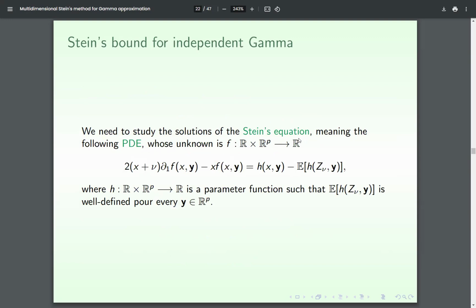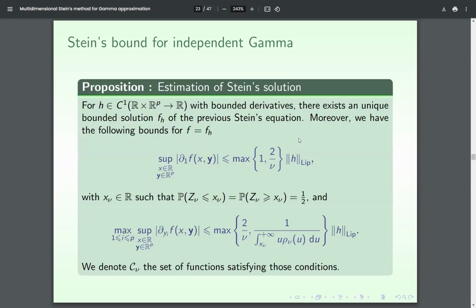So we go back to our story. We have a Stein's lemma, we have a Stein's equation. To conclude with a bound by using the Stein's method, we have to study the solution of this partial differential equation over here. Okay, and here we are. Proposition: we can study the solution of the Stein's equation. We can in fact prove that for every h which is C1 with bounded derivative, we can find a solution f indexed by h, which I just wrote as f right here, so that every partial derivative will be bounded by the Lipschitz norm of h times a constant, which is explicit.